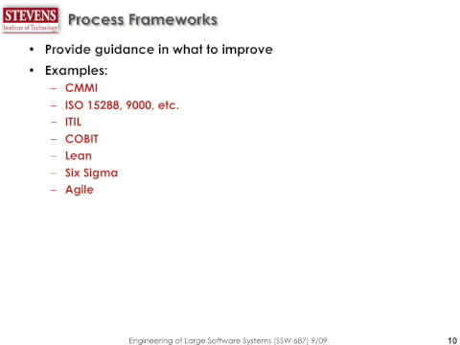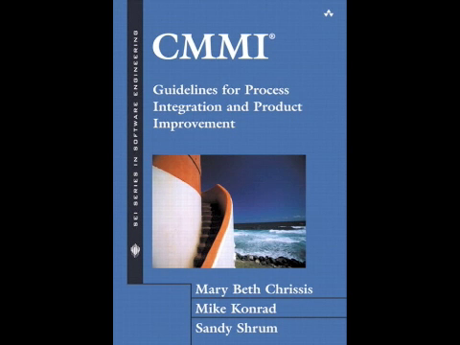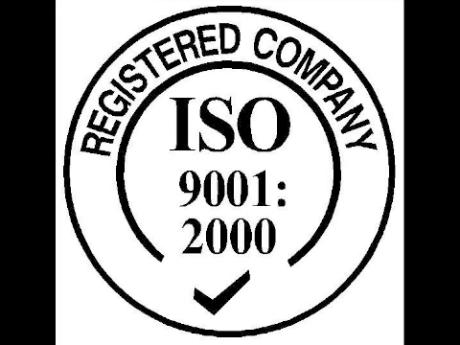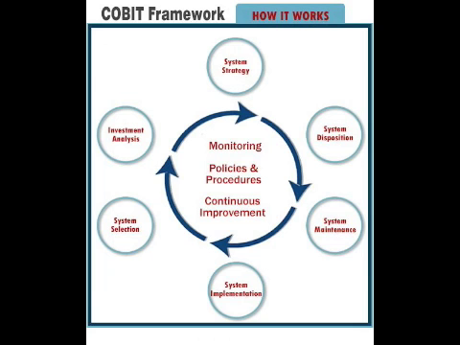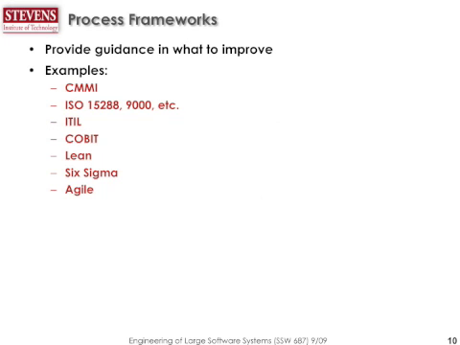Now, there are many such frameworks, including capability maturity models. The current CMM is CMMI. There are also ISO standards like 15288 and 9000. There's ITIL, which is the Information Technology Infrastructure Library, and also COBIT, Control Objectives for Information and Related Technology. Now, all of these are available, and they're also described in your text.